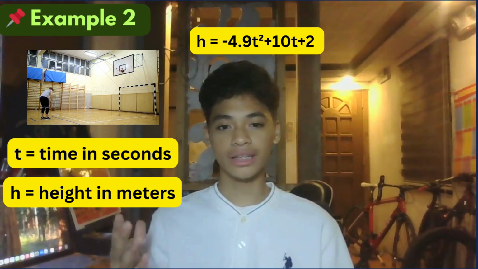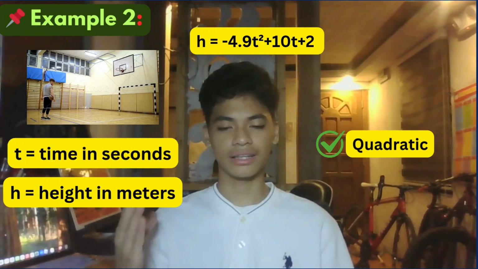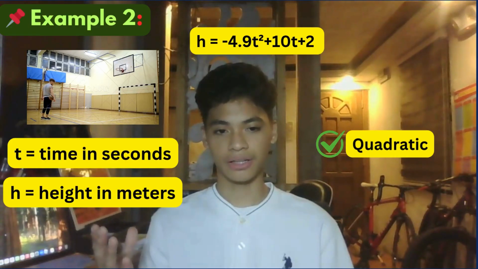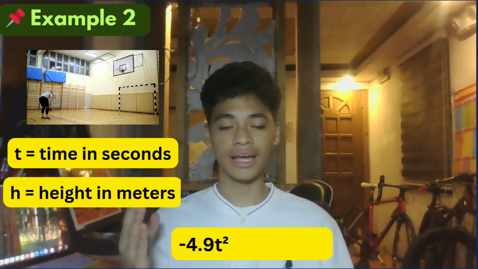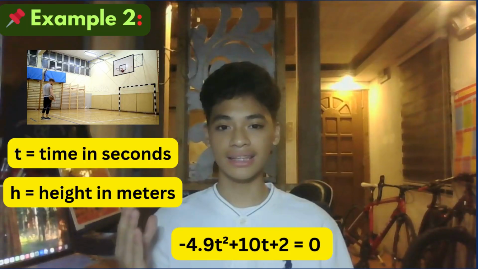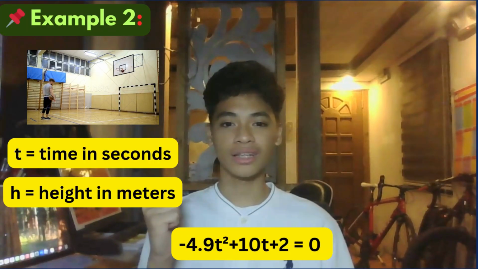The variable t is time in seconds, and h is the height in meters. This is also a quadratic equation because of the t squared term. We can rewrite it as negative 4.9 t squared plus 10t plus 2 equals 0, if we want to find out when the ball hits the ground.